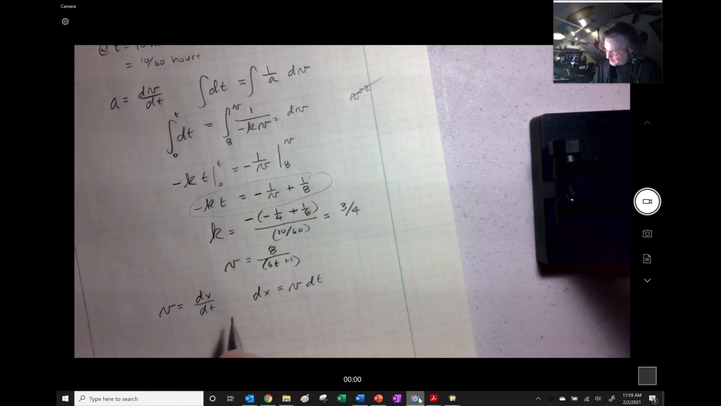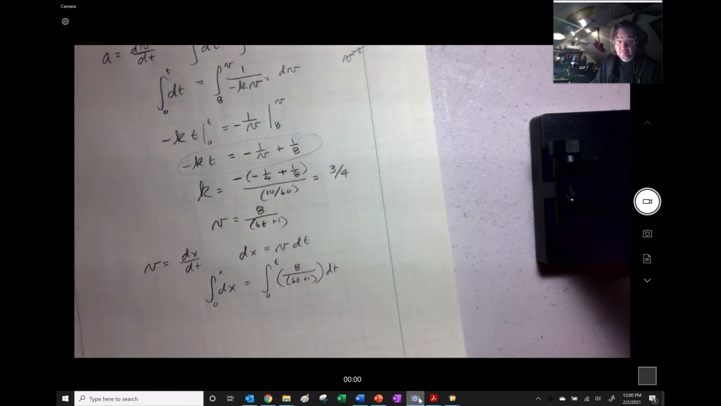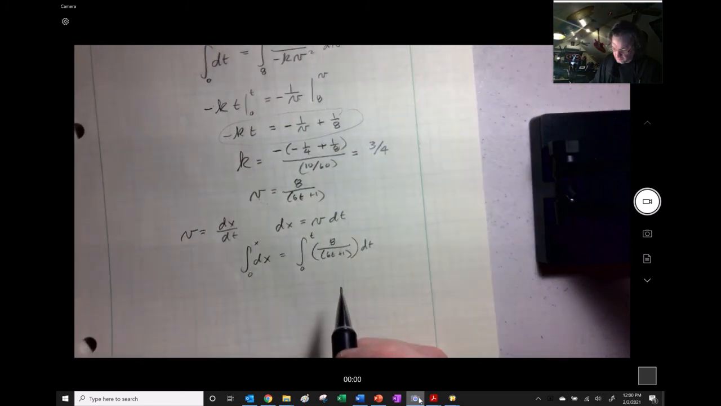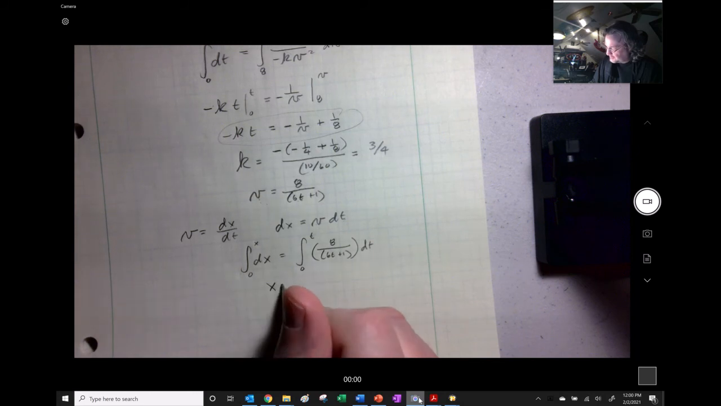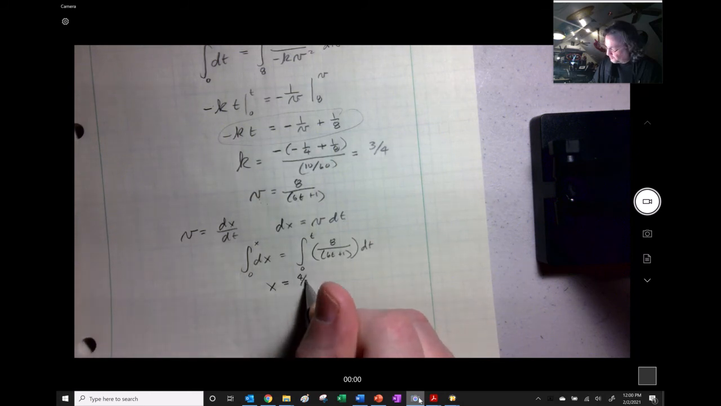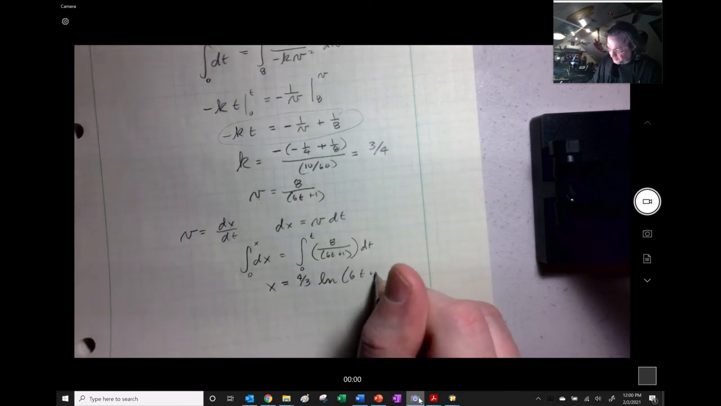Okay, and so the integral of dx taken from 0 to x is going to be equal to the integral from 0 to some time of 8 over 6t plus 1 dt. And what we end up finding is that x is equal to 4/3 natural log of 6t plus 1.